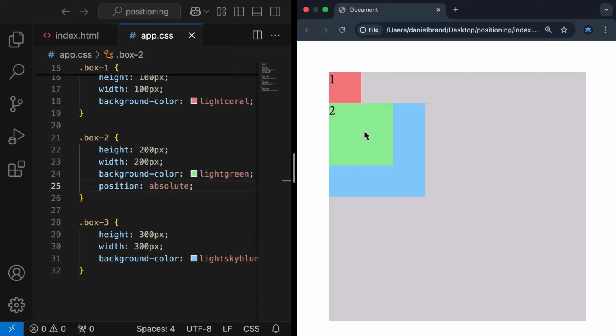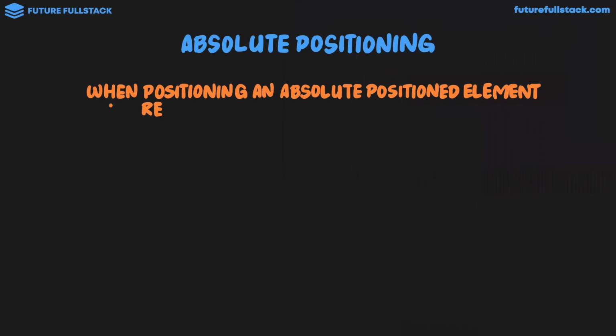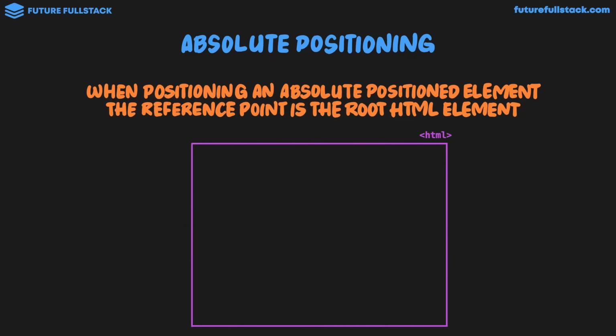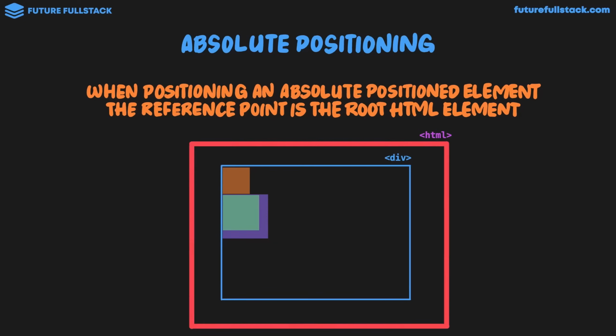All right, I now want to spend a bit more time talking about the reference point for absolute positioned elements. When positioning an absolute positioned element, the reference point is the root HTML element. So on our page, we have our root HTML element, we have our div parent container, we have our 2 boxes in layer 1, and we have our green box in layer 2 absolutely positioned. Now the reference point when using offset properties is the entire root HTML element. The reference point are the edges of the root HTML element. We can't think of it as a single point with an X and Y axis like we did with the offset properties for relatively positioned elements.